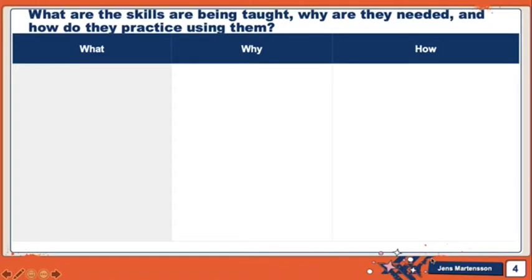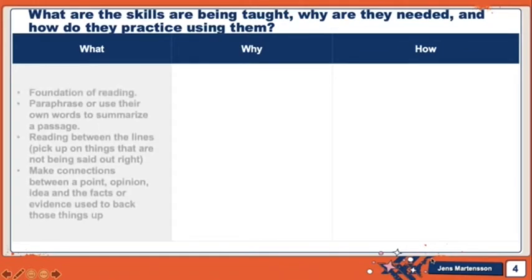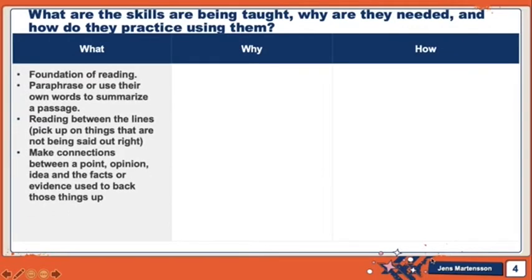So what are the skills that are covered in these standards, RL and RI 5.1? Just basic reading foundation skills. Do they know how to read the words on the text? Do they understand what they're reading? To show that they understand what they're reading, they will have to paraphrase or use their own words to summarize a passage in either 1 or 2 sentences. They're reading between the lines. They're picking up on things that are not being said outright. And they're making connections between a point, an opinion, or idea, and the facts or evidence used to back up those things within the text.